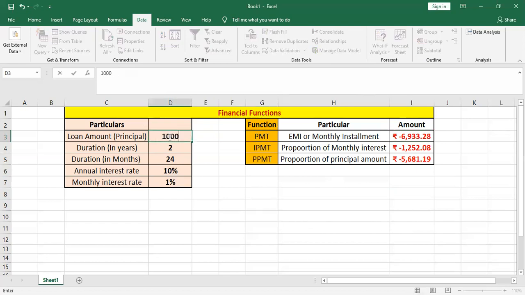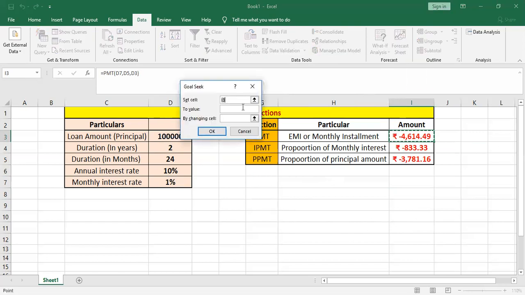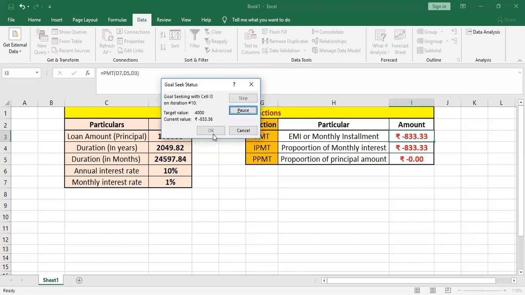And I'm going to try it. Let's make it easier. 1 lakh. And again I'll try it for our sake. What-If Analysis, Goal Seek. Again same, I want the amount to be 4,000, and then I want to change the cell for 2 years, and we'll try if this happens. Oh, so many changes, right? See, right now it is given that goal seeking with cell I3 may not have found a solution. That means we haven't found the solution.